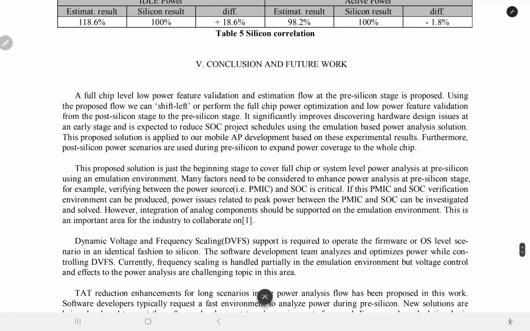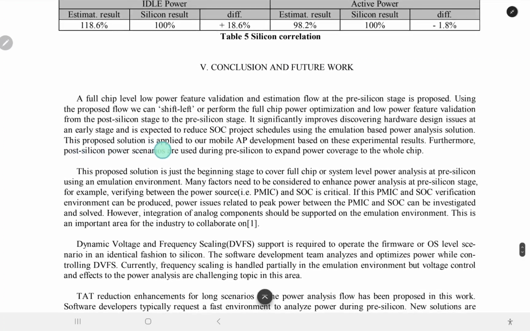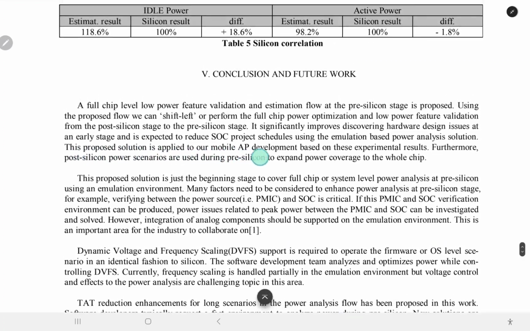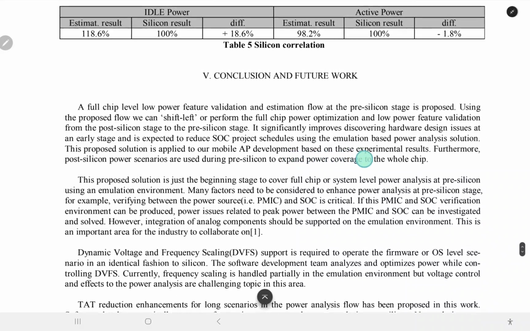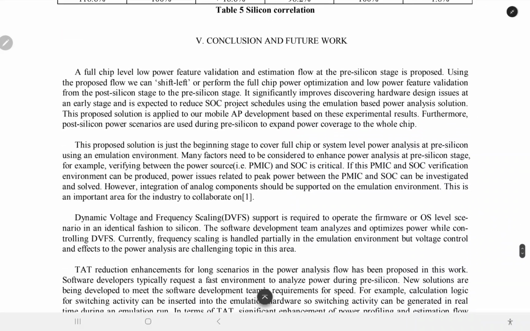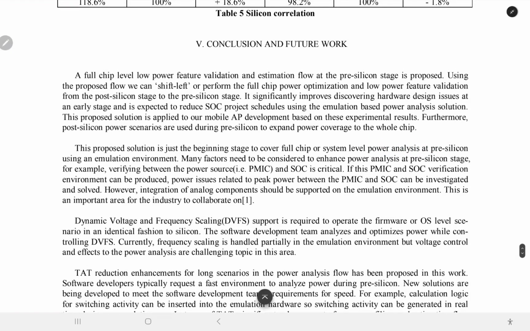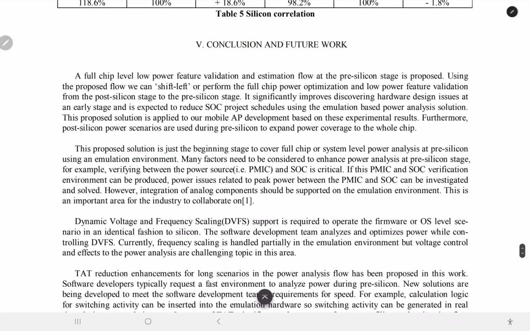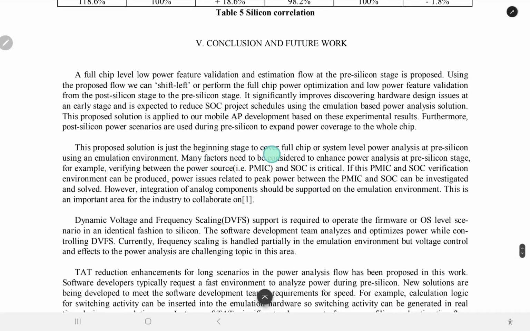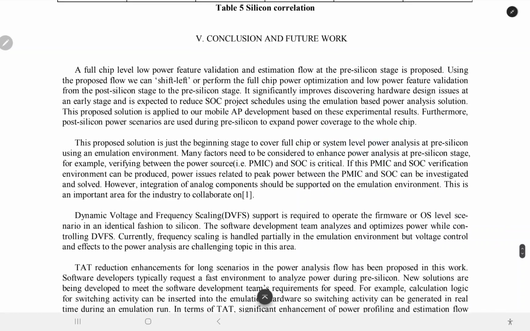This proposed solution is applied to our mobile AP based on these experimental results. Furthermore, post-silicon power scenarios are used during the pre-silicon stage to expand power coverage to the whole chip. This proposed solution is just the beginning stage to cover full chip or system level power estimation at pre-silicon using an emulation environment. Many factors need to be considered to enhance the power analysis at the pre-silicon stage.